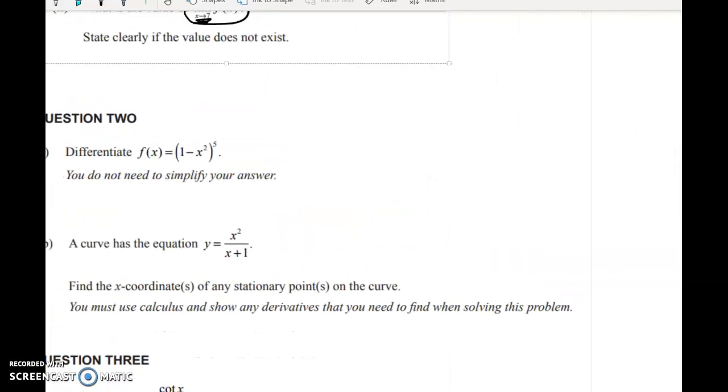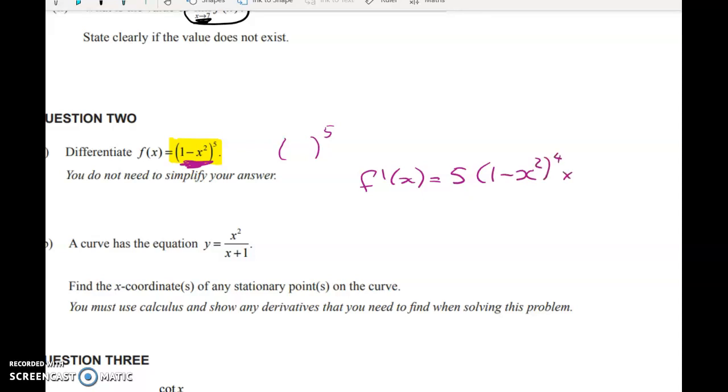So question 2 is yet another chain rule question where we don't need to simplify our answer. We've got an inside function, which is 1 minus x squared, and we've got an outside function, which is something to the power of 5. So f dash of x will be 5 times 1 minus x squared to the power of 4 times negative 2x. And that's all we have to do. We don't need to simplify our answer.